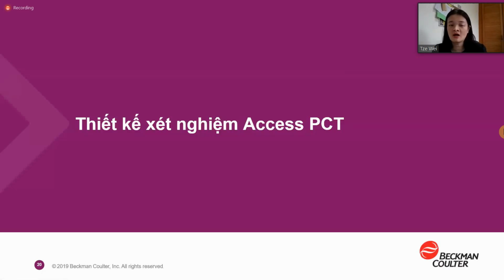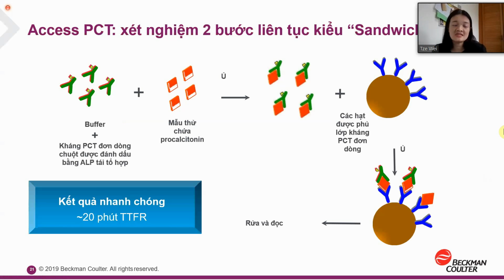So coming to our product, our Access PCT assay is actually quite straightforward. It is a sequential two-step sandwich assay. It's labeled with alkaline phosphatase, and it gives you rapid access to results with a 20 minutes TTFR, which is time to first result. I want to highlight here that there is no biotin involved in the assay.